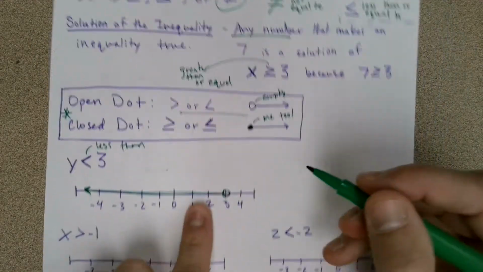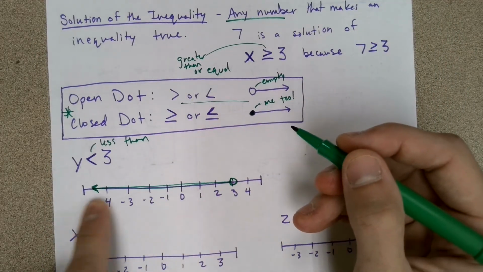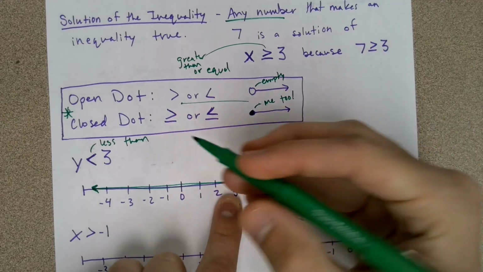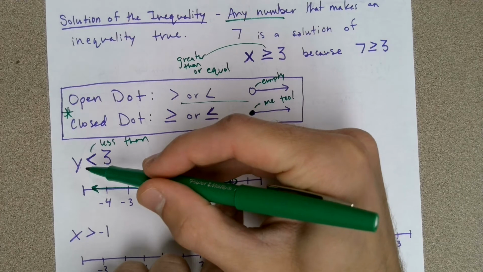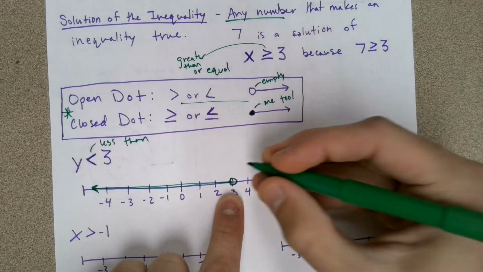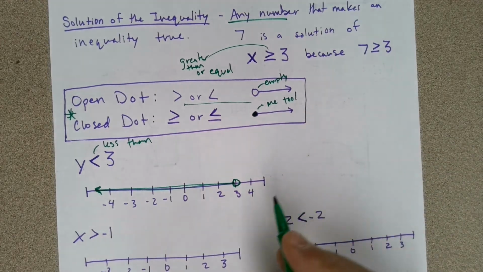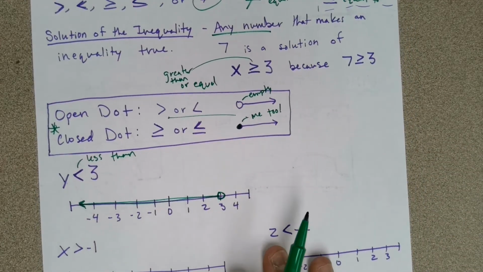We know y is less than 3. It could be any of these numbers less than 3. Can it be 3? No, it cannot, because it's not equal to. It's not y is less than or equal to 3. That's why we have this open dot here, because it can't be 3. 3 is not included. So that's what your diagram would look like for that first one.